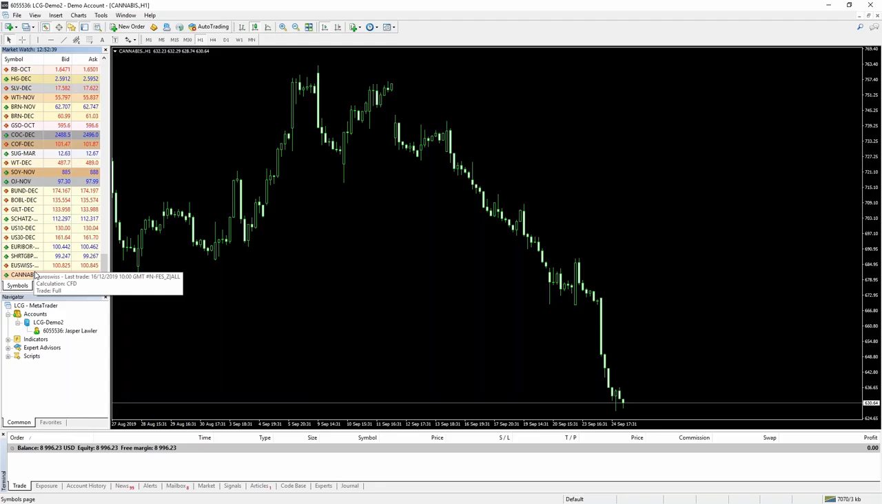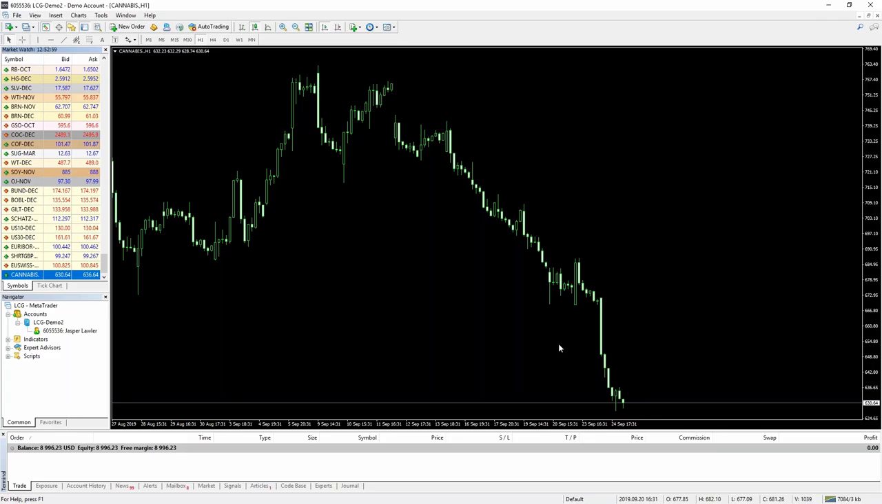right at the bottom there, that's it. Cannabis, that is the cannabis index. It's tradable through the LCG MT4 platform, and here you can see quite cleanly, again, the kind of pullback that we're in at the moment.